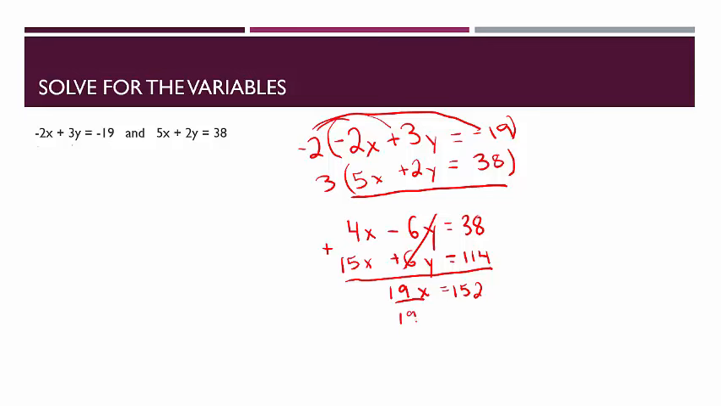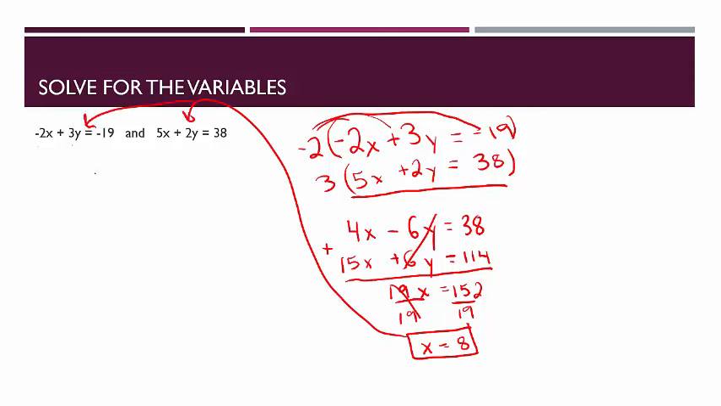And when I divide by 19 on both sides, I get x equals 8. So this elimination problem is a little bit harder than the other elimination problem because I had to multiply both equations, and sometimes that'll happen. Now that I've got my x, I am allowed to substitute it into either equation and get my y value. So let's just pick this one because I don't see any negative symbols in it. Might be easier to work with.